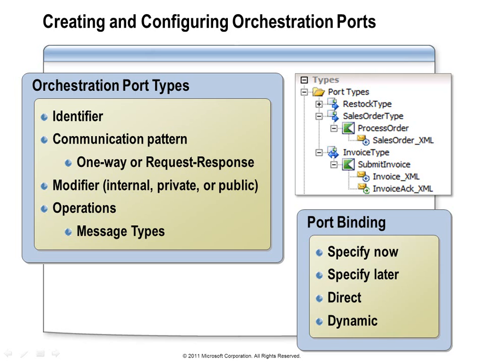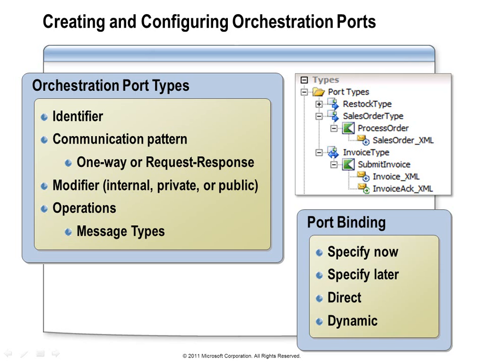Another critical piece of information that we provide is the set of operations that our port type defines. And then each operation in turn is going to specify message types. So an operation on a one-way port type will specify one message type, and an operation on a request response port will specify a message type for the request, and it will specify a message type for the response.